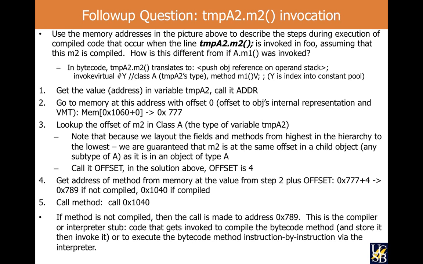Once we get to the internal representation of the class, we take an offset of it to get the address of the method. We get the address of the method from memory, and if it's not compiled, that address will be 789, and then that will eventually compile. We'll at that point compile it, and the new compiled address is going to be 1040. This is just part of the description of the problem layout in the assignment. And once we get that address 1040, we can call the method and invoke M2.